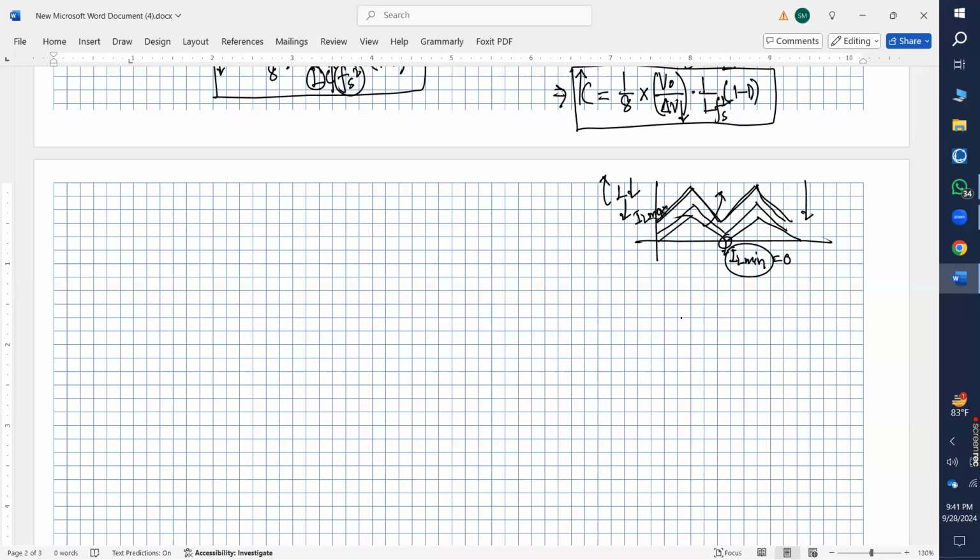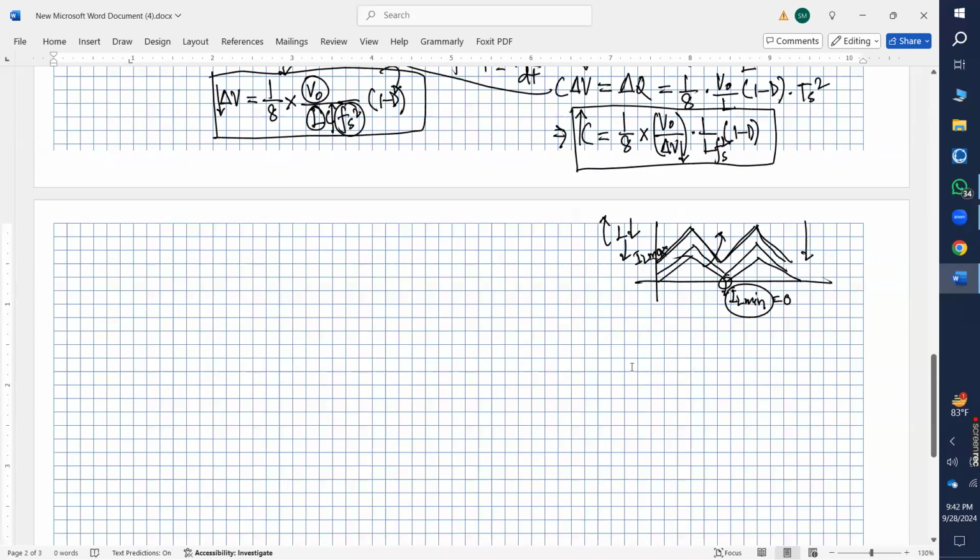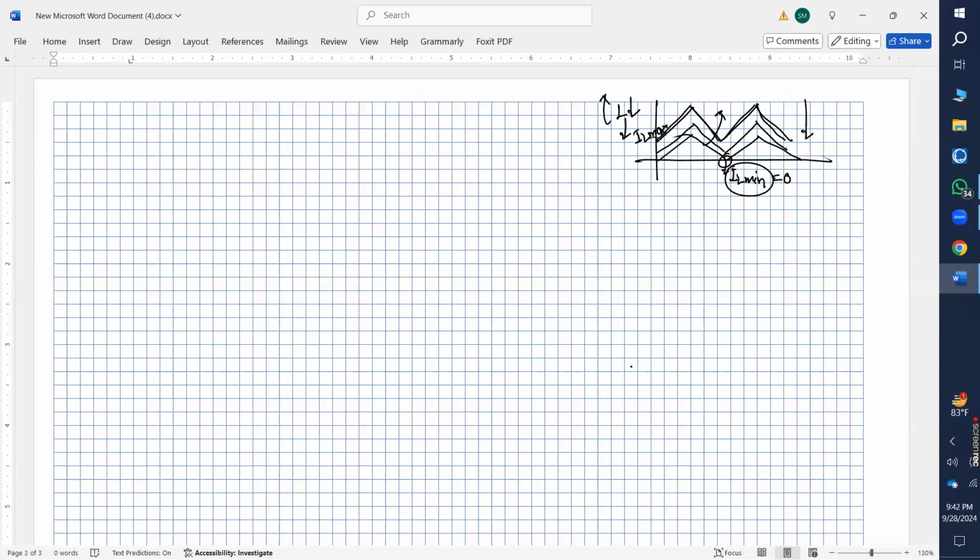Make sense? Yes, sir. So is it possible that the curve goes a little bit downward so the current becomes negative? I mean, is it possible? No, the current will never go negative. Why is that? Suppose this is your actual circuit. Let me draw it.